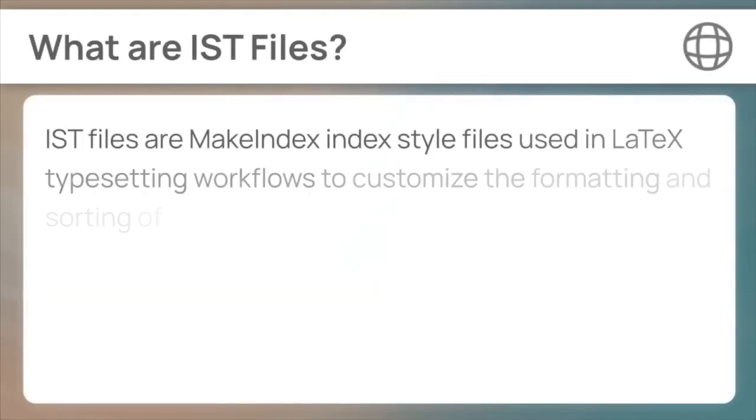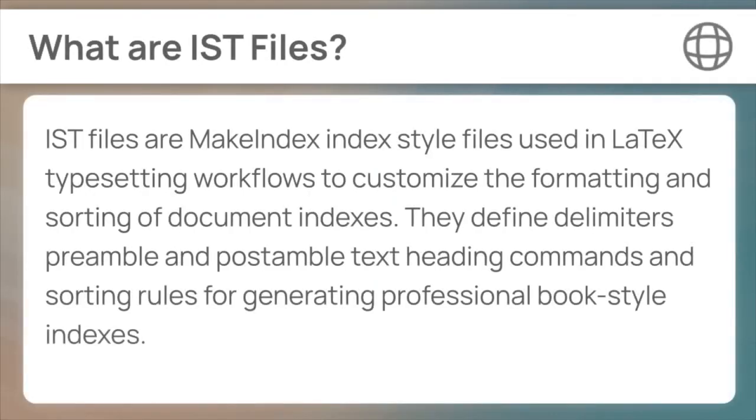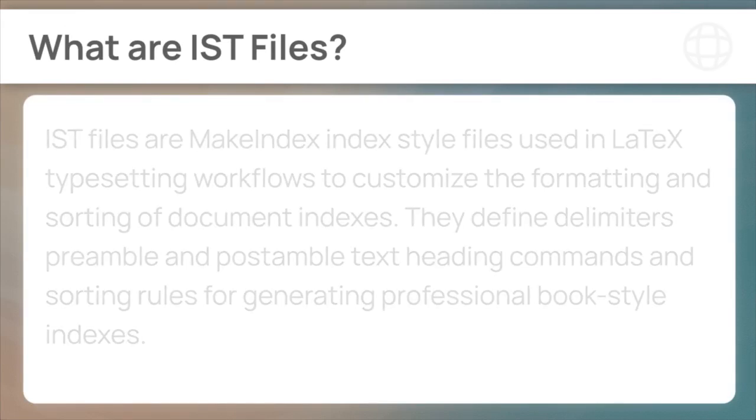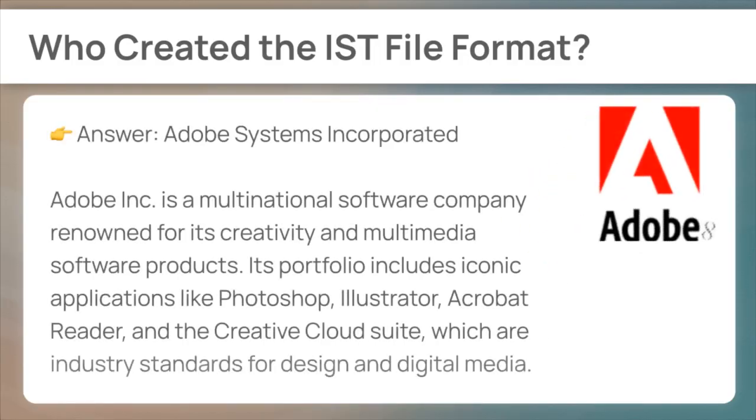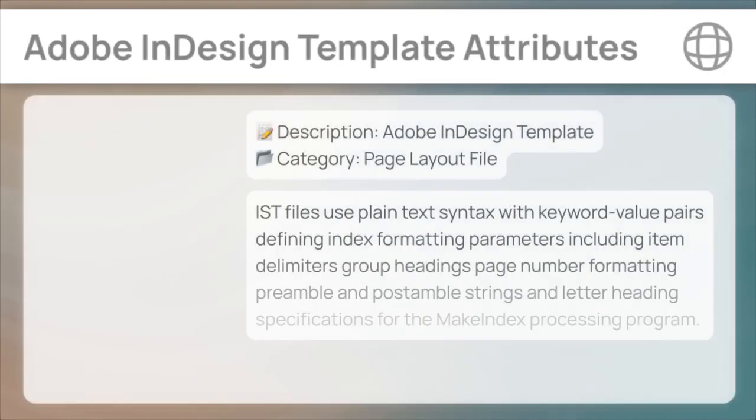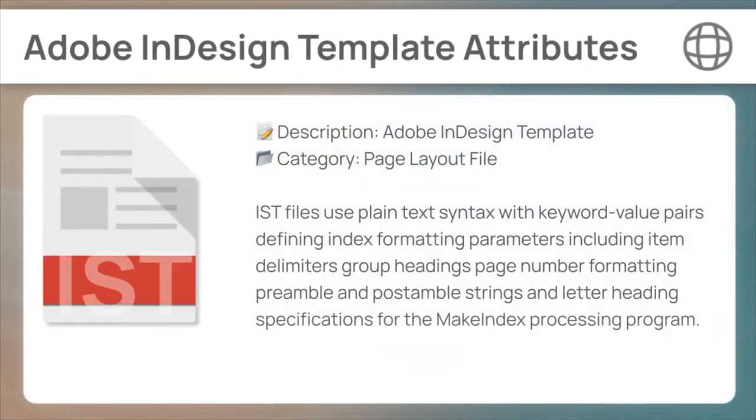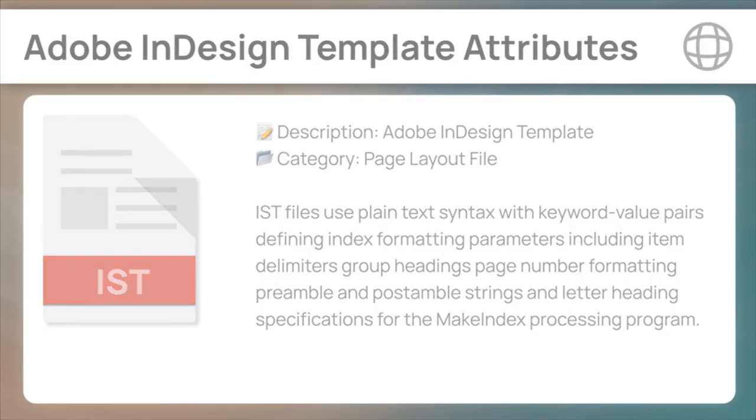IST files are MakeIndex index style files used in LaTeX typesetting workflows to customize the formatting and sorting of document indexes. They define delimiters, preamble, and postamble, text heading commands and sorting rules for generating professional book-style indexes. IST files use plain text syntax with keyword value pairs, defining index formatting parameters including item delimiters, group headings, page number formatting, preamble and postamble strings, and letter heading specifications for the MakeIndex processing program.